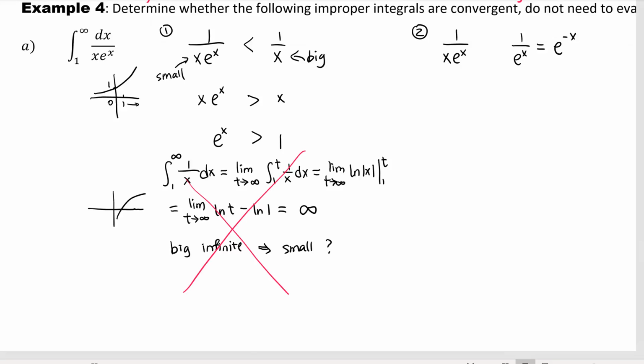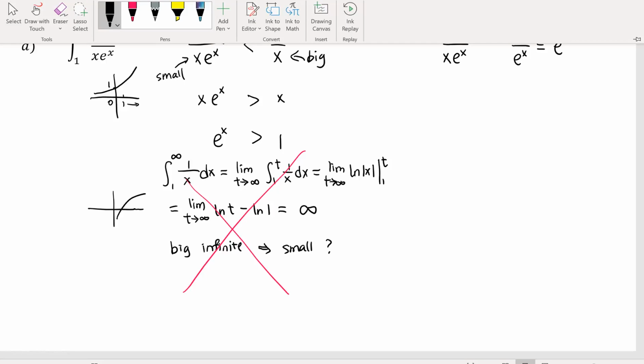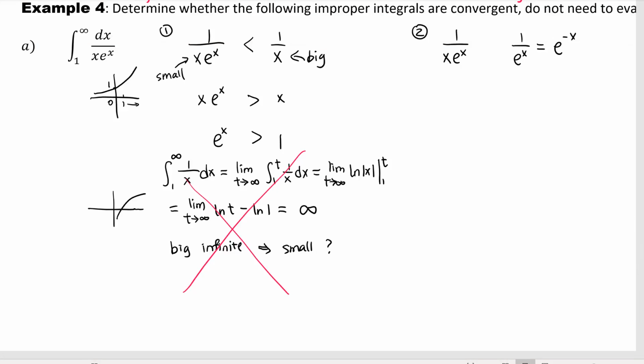Sometimes you need to try different methods and see which one works. So don't be disappointed if some method doesn't work, because we are learning, right? Next, let's compare this one. What's the difference? The numerators are the same, so let's compare the denominators. We both have e to the x, so the difference is x, and this is 1. Which one is bigger? X, right? Because x goes from 1 to infinity, so x is bigger than or equal to 1.